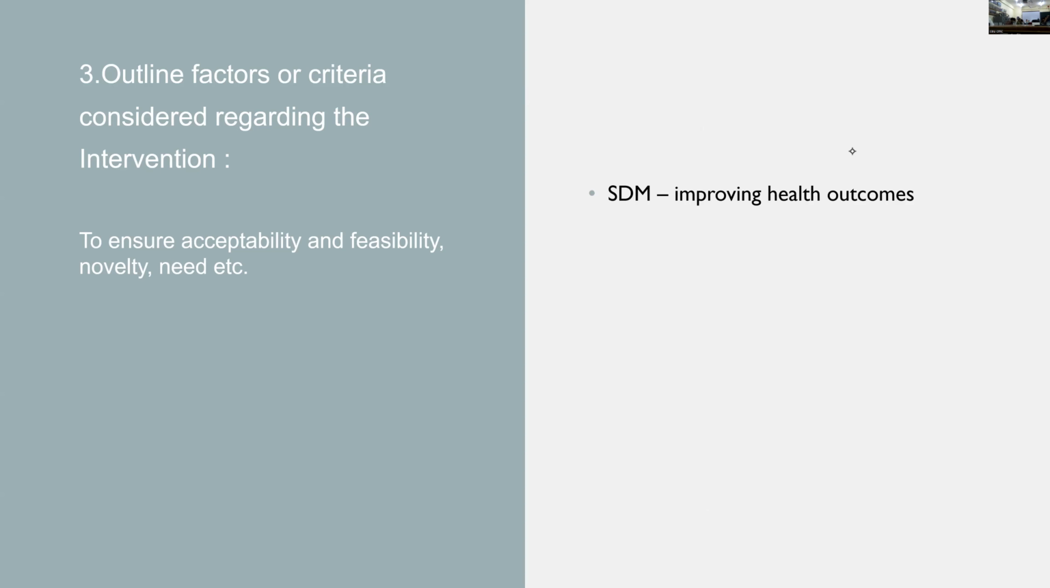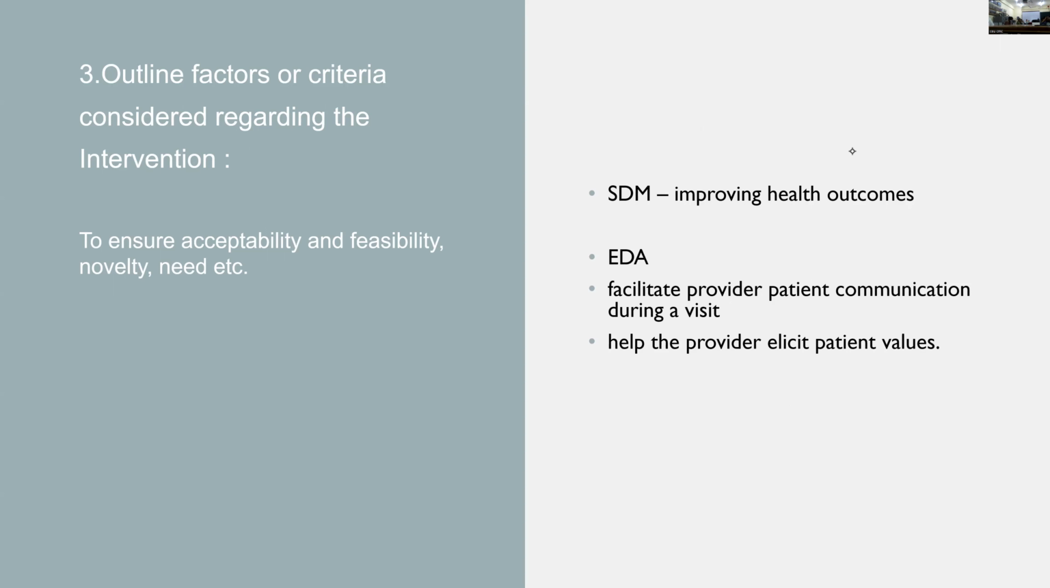Now, for this concept, in this study they have mentioned the criteria they had put for the intervention. One is they wanted to improve the shared decision making to improve health outcome. So they have decided on an encounter decision aid. So this is during a visit, it facilitates your communication. It will help the provider elicit patient value, so it will help them with finance and other things which we consider. This will help in coming to a decision with them. So this is an encounter decision aid.